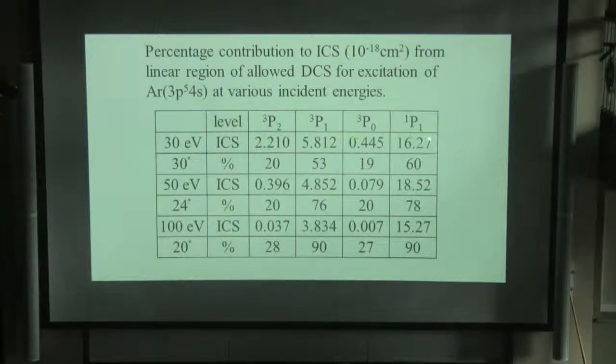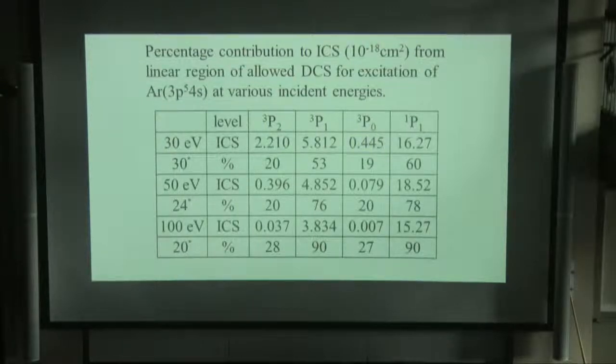So here are the 4 levels of the 4s state. Here's 3, 30, 50, 100 eV. And what we get here for the integrated cross-section at 30 eV, well, they're not really that different. These are smaller, no doubt about it, but not by a huge amount.